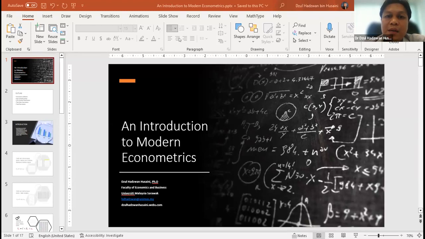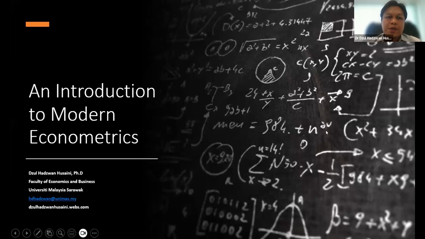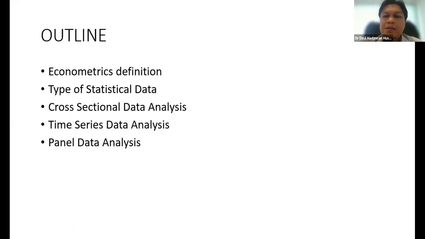So the second part, then we will go through the discussion on some methods that we can use in order for us to come up with the, what do we call that, the threshold analysis. Let us start with the introduction to modern econometrics. So this is the outline for the introduction.